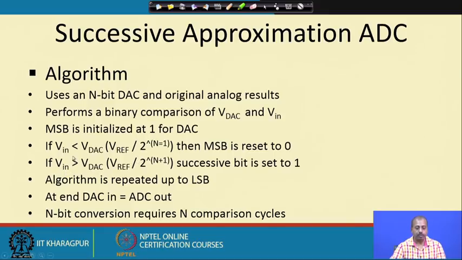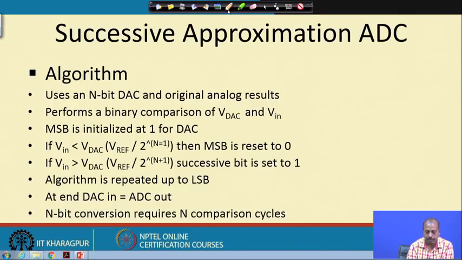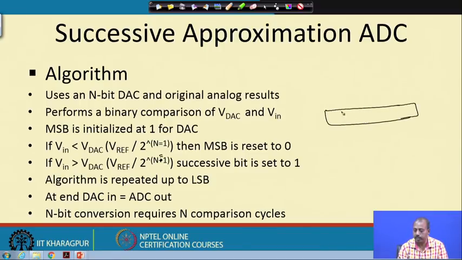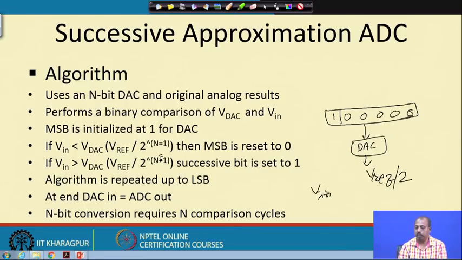On the other hand, if V in happens to be greater than V DAC, this is a bit confusing here. So, we should better say that if V in is greater than V DAC, then the comparison succeeds. Previously we have set this MSB to 1 in the SAR register, and all other bits were 0. With that we have got the output from this DAC, which is Vref by 2. Now, if V in happens to be more than Vref by 2, that condition is true, so this bit must continue as 1.